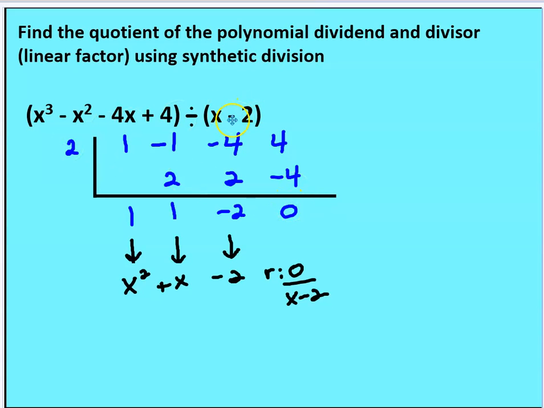x minus 2 is a linear factor which produces, when you divide into this polynomial, a quotient of x squared plus x minus 2, as I see these coefficients for these values. Constant, x, x squared.